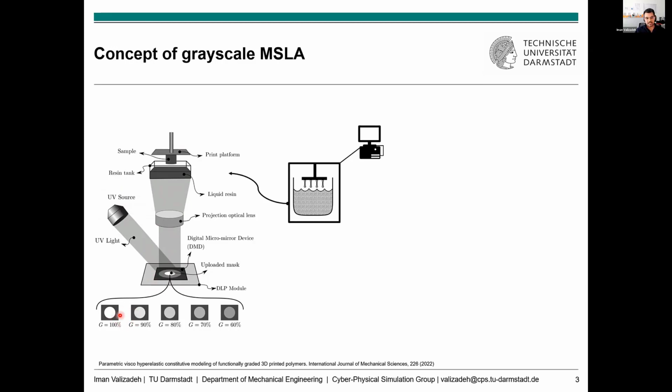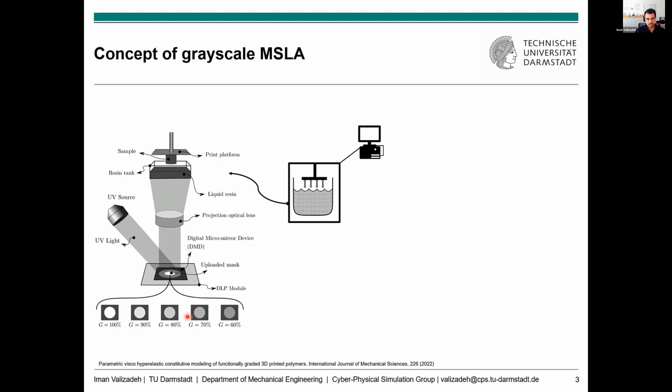The masks which are uploaded on the LCD chip consist of black and white pixels. This mask represents each layer of the 3D solid which we are going to print. The black pixels block the light, and the light can be fully transmitted through the white pixels. And this leads to full photopolymerization in the resin.